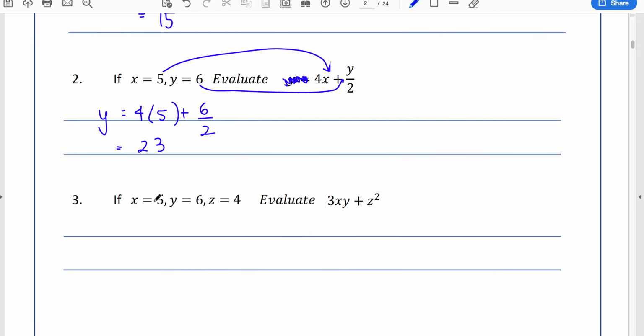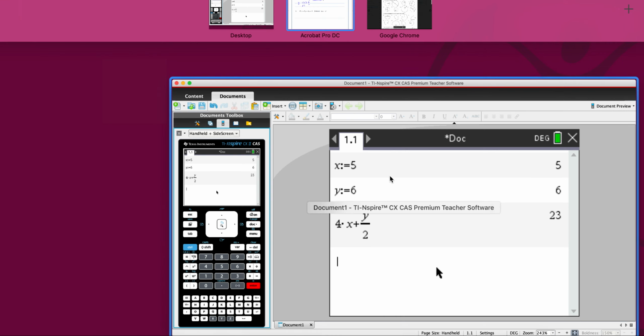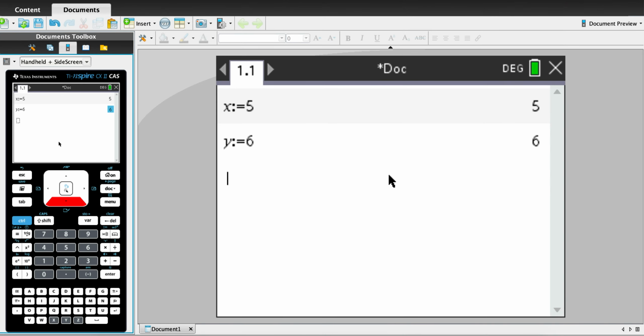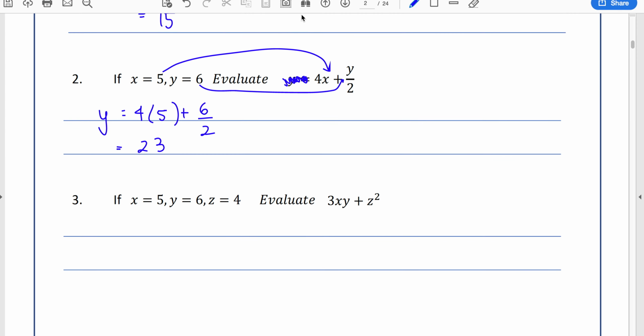Now, last one, you'll see that we're actually going to use x is 5 again and y is 6 again, and I've already stored them. So what I'll do now is store this value of 4 for z. I'll just delete that one, I don't need it. Z is 4, so press enter. And this one was 3 times x times y plus z squared. Like so, and I get 106 for that one.